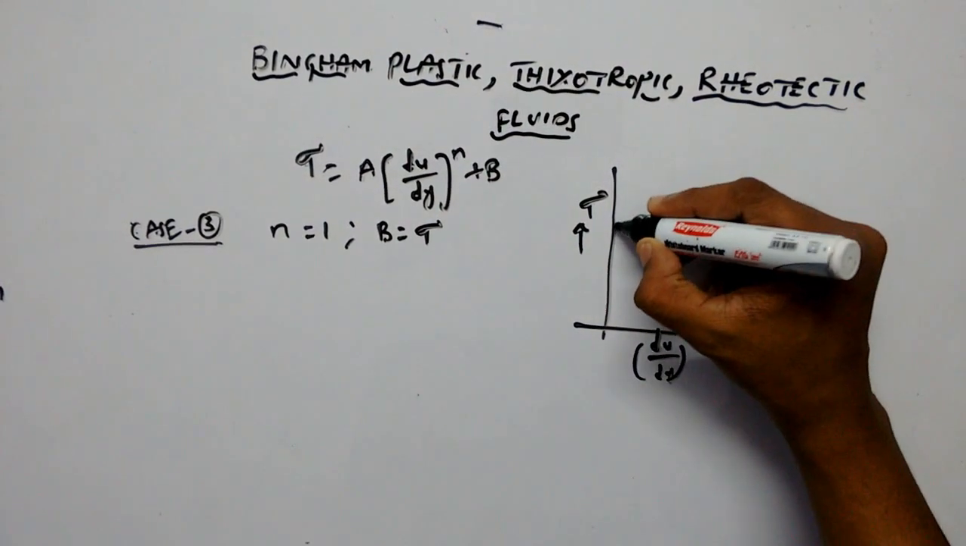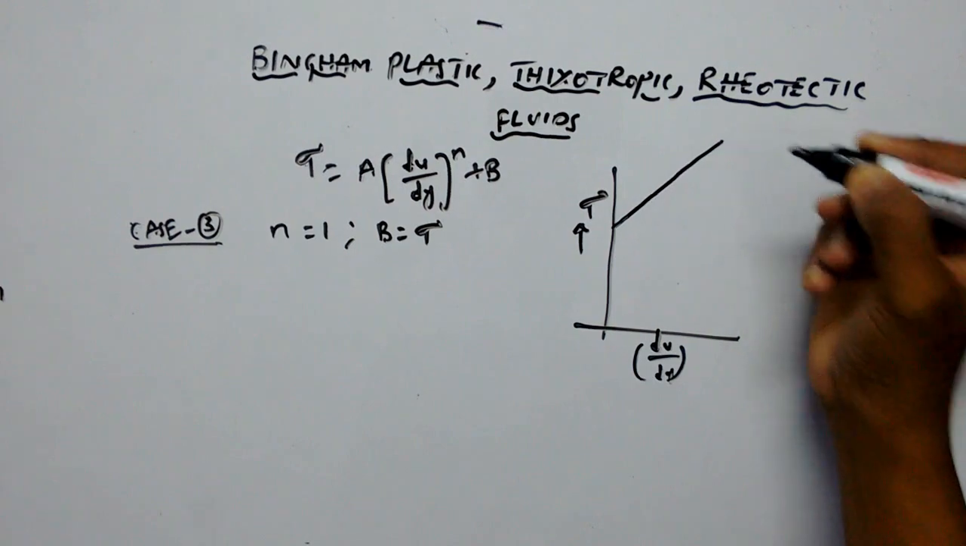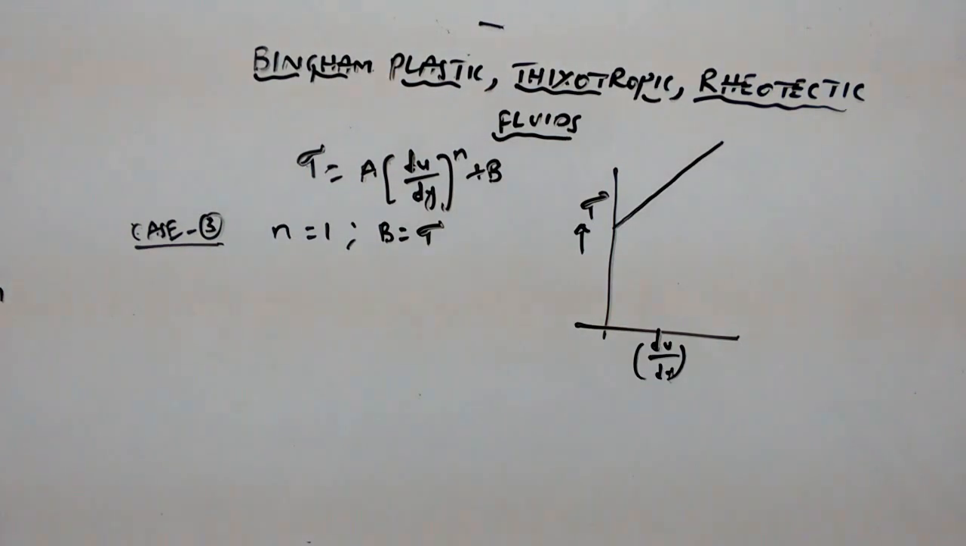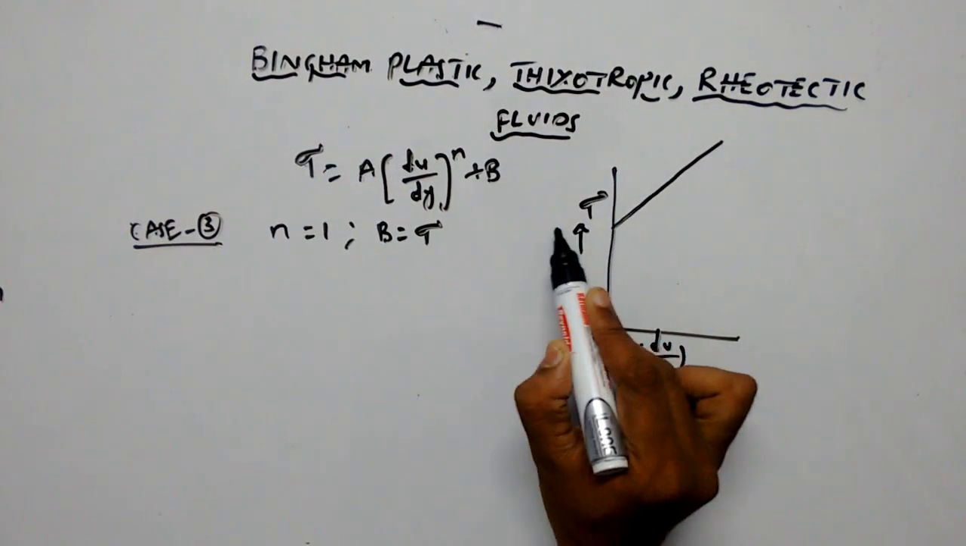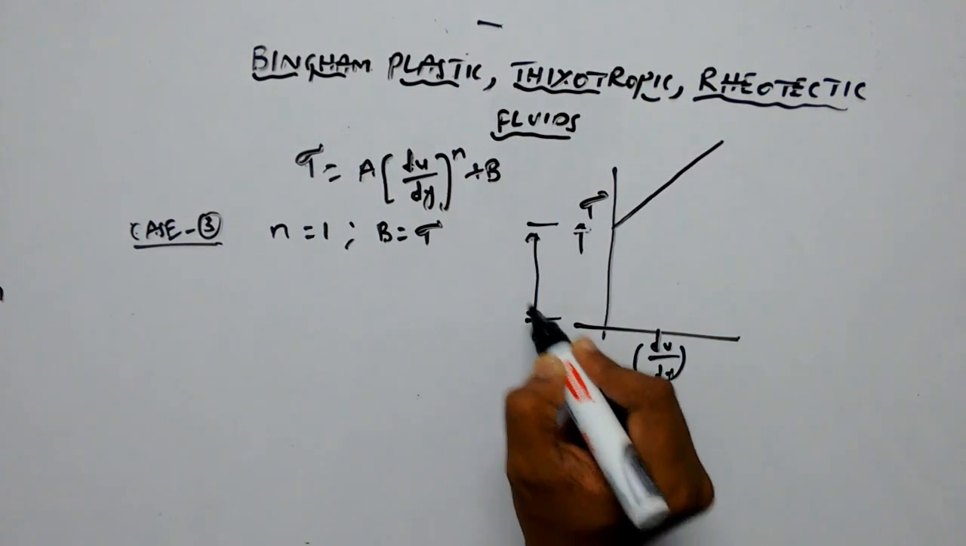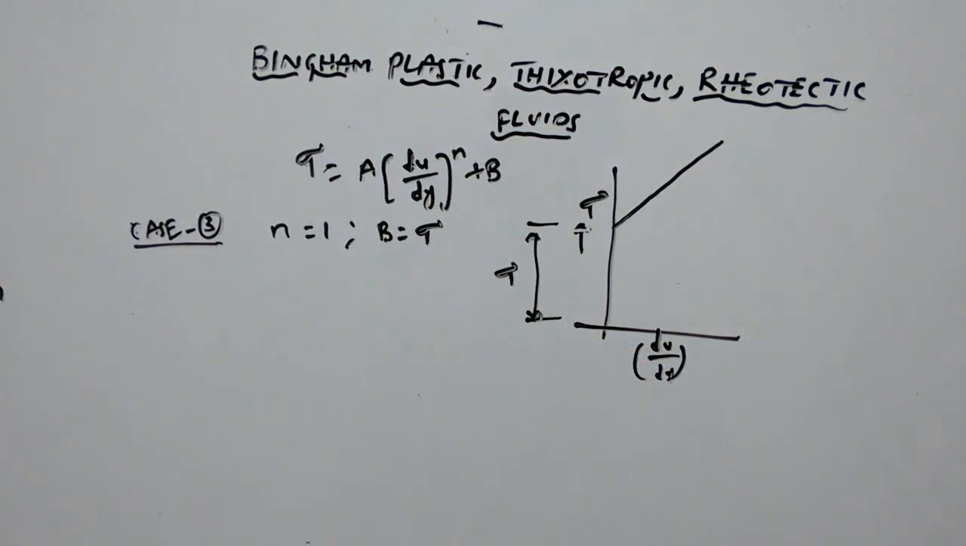That is, if you take a toothpaste, the toothpaste wouldn't flow unless and until some shear force is applied on it. Open the cap of the toothpaste. It will not flow unless you apply some shear stress. Therefore, this is the limiting value of this shear stress. So such type of fluids are known as Bingham plastic fluids.